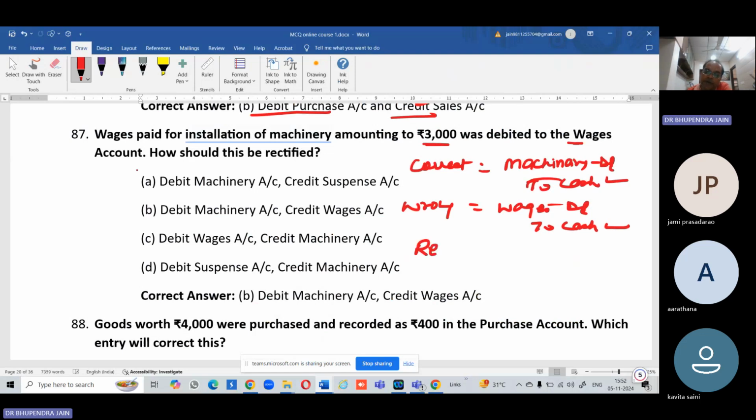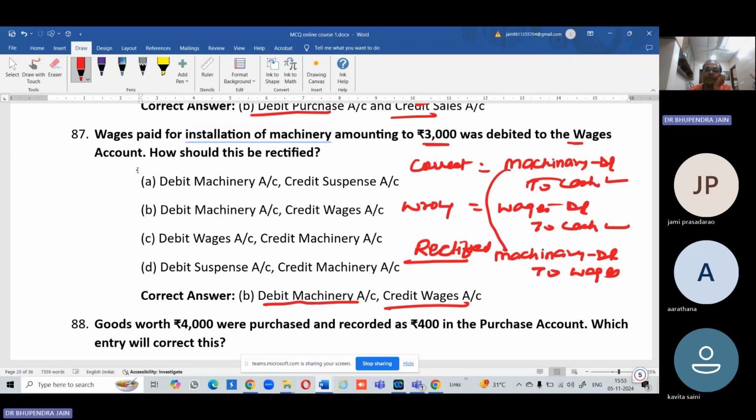Then how to pass the rectified entry? Write down the correct entry as it is, so machinery account debit. And the wrong entry, write down on the reverse side, the opposite side, so to wages. Write down the correct on the correct side and the wrong on the opposite side. So the rectified entry is machinery account debit to wages. ठीक है जी. Next.